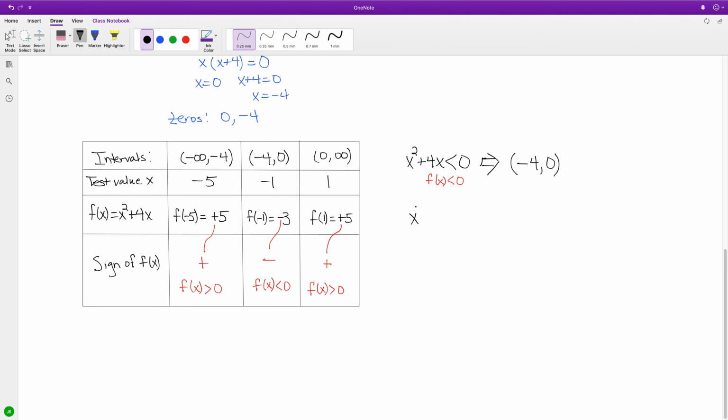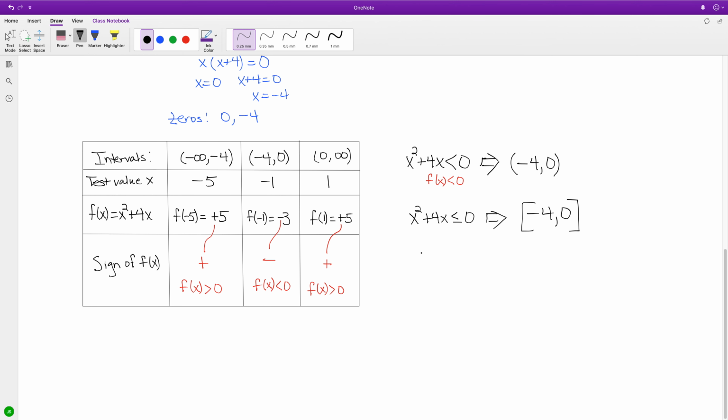Now if I have x squared plus 4x is less than or equal to 0, we're going in the same direction as f of x is less than 0, and we still have the same numerical limits. And since the inequality has an equal sign, and since both -4 and 0 make this expression equal to 0, we're going to have both -4 and 0 in brackets.